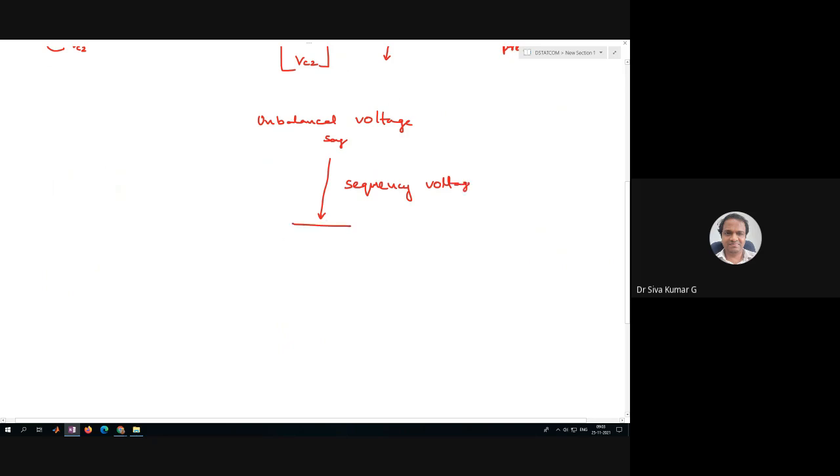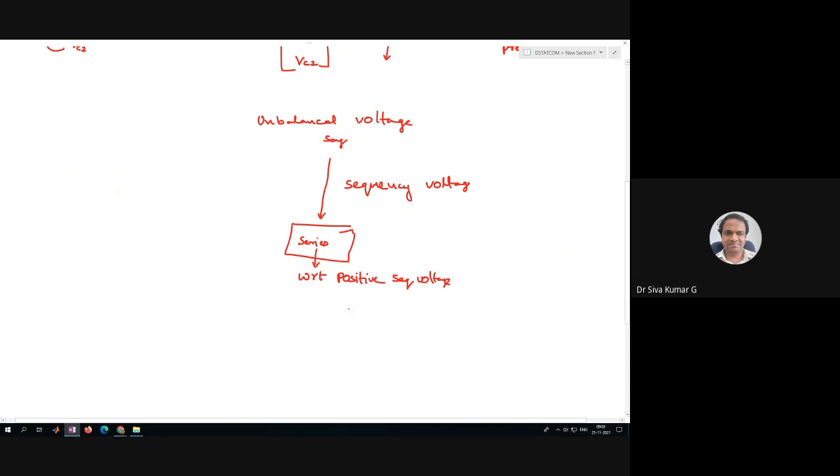Then they try to compensate by the series device with respect to the positive sequence voltages. I'm talking about the pre-sag compensation, not the pre-sag. It is exactly an in-phase injection with respect to the positive sequence voltages.